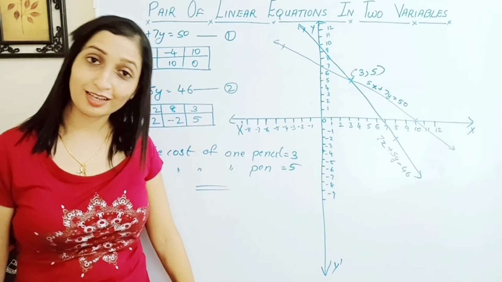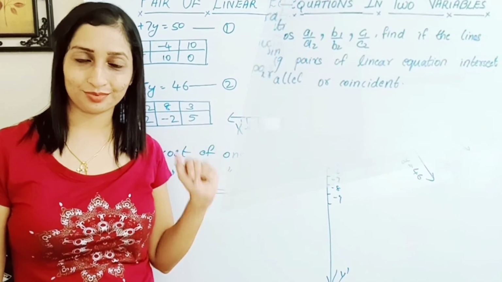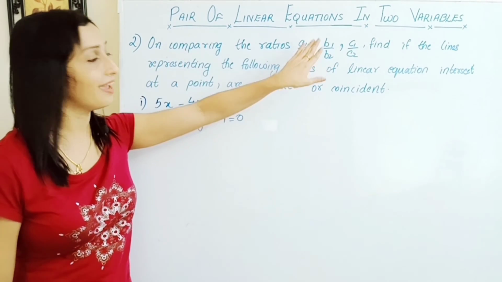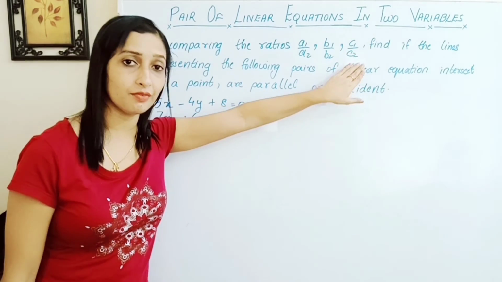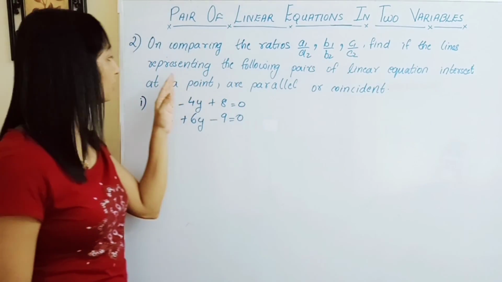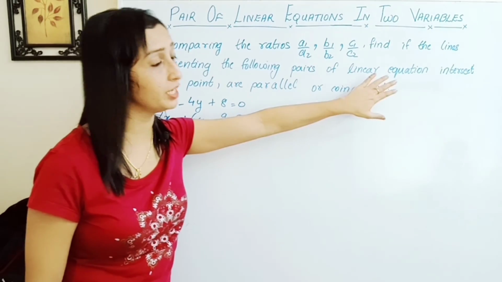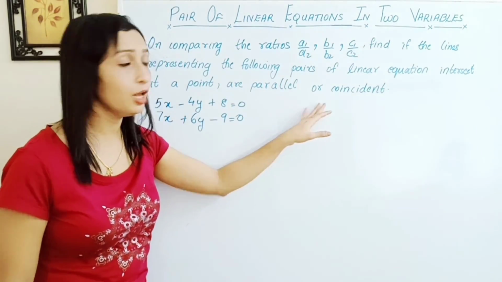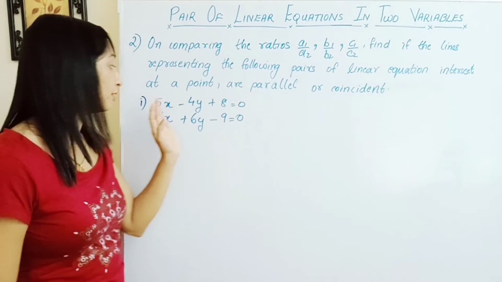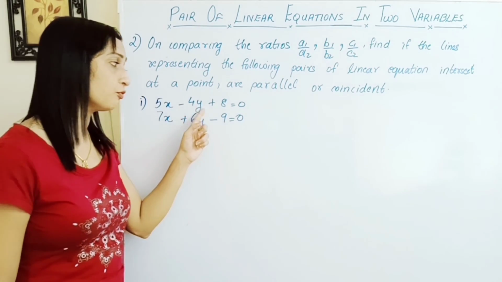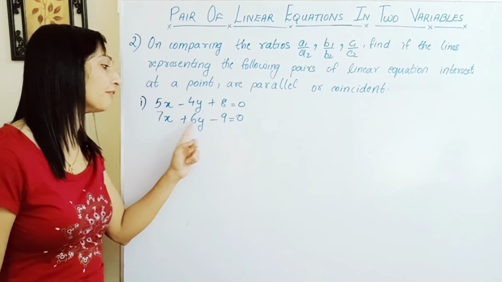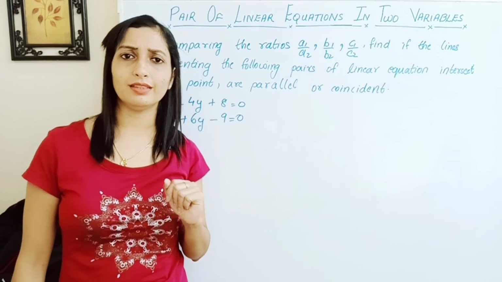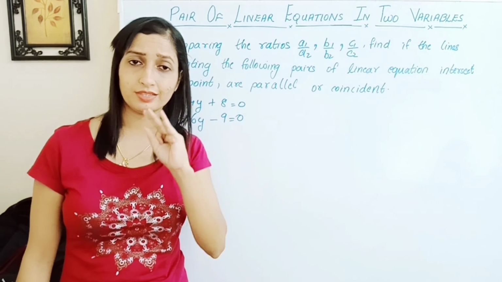Now let's move on to our next question, which is question number 2. So this is our second question, and that is on comparing the ratios A1 by A2, B1 by B2 and C1 by C2. Find if the lines representing the following pair of linear equations intersect at a point, are parallel or coincident. And the first part given is 5x minus 4y plus 8 equals 0 and 7x plus 6y minus 9 equals 0.